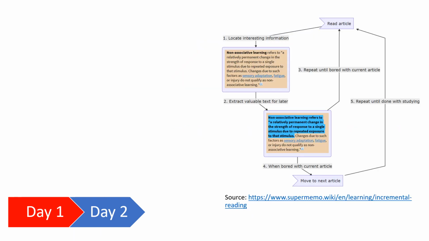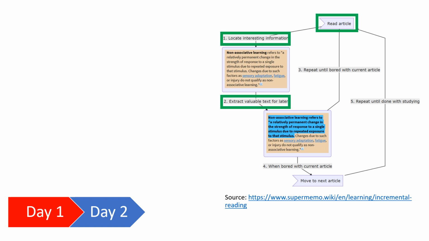So yeah. Okay, now let's refer back to the flowchart that we spoke about earlier. I read an article and I located an interesting piece of information and extracted it. And I read the article once again, I located another piece of information and extracted it. However, now I'm bored and I don't want to study the geography of Mesopotamia anymore. So I'll just click next repetition and SuperMemo will bring me the next article in the queue.